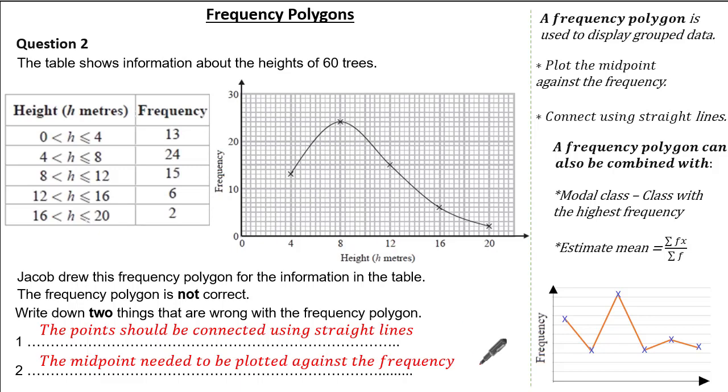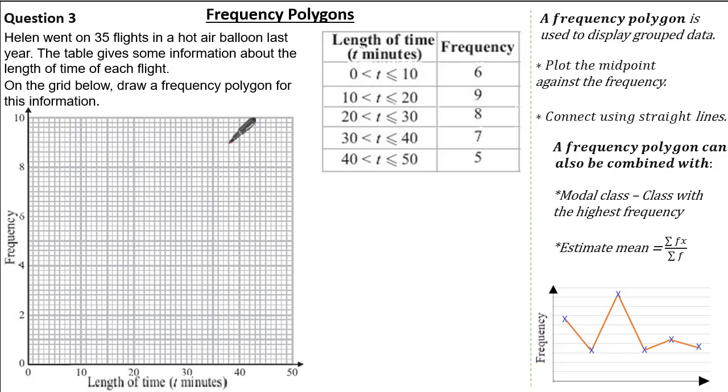The next exam question states that Helen went on 35 flights in a hot air balloon last year. The table gives some information about the length of time of each flight. We're asked to draw a frequency polygon for the information. Now remember our 2 points. It's important that you plot the midpoint against the frequency, and we connect using straight lines.